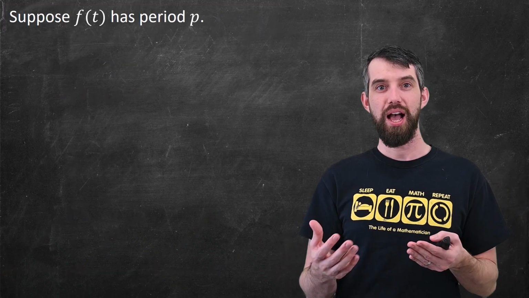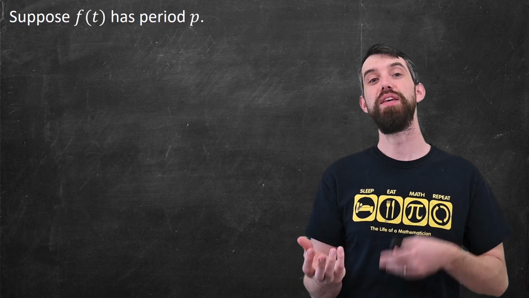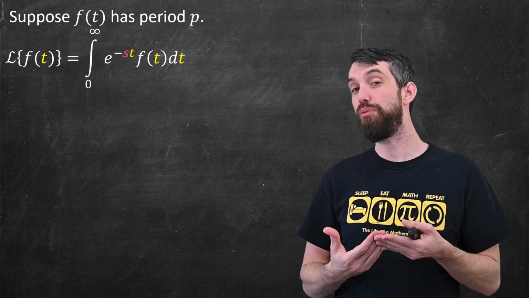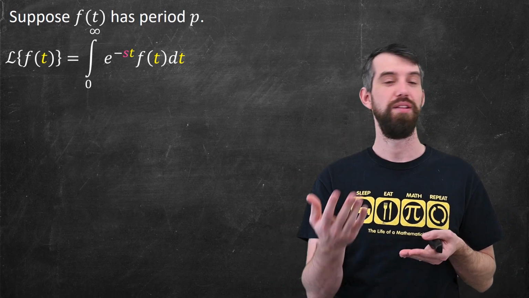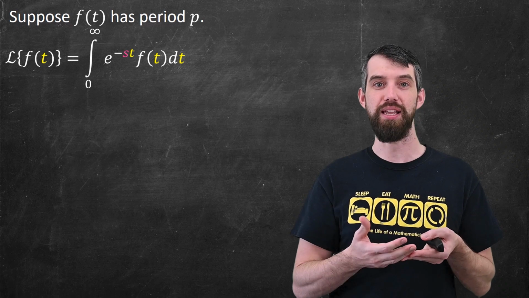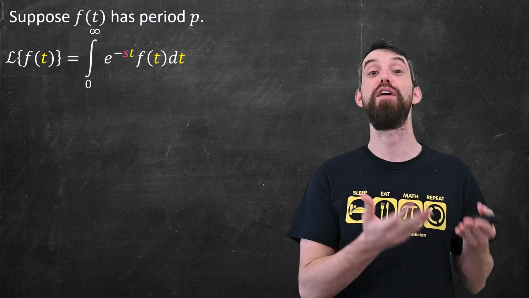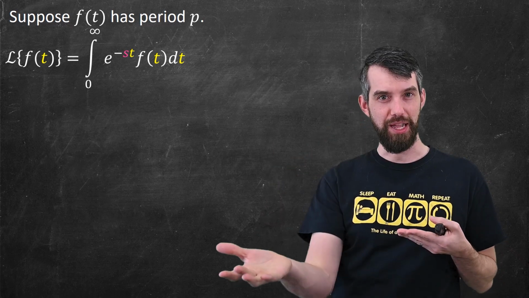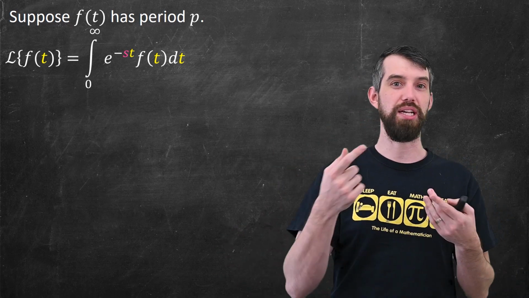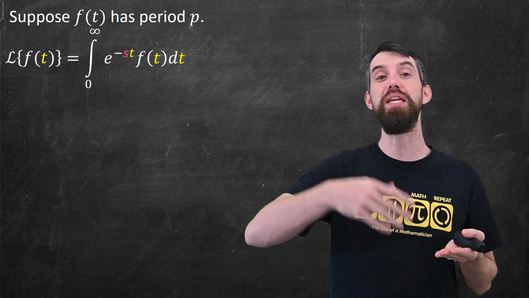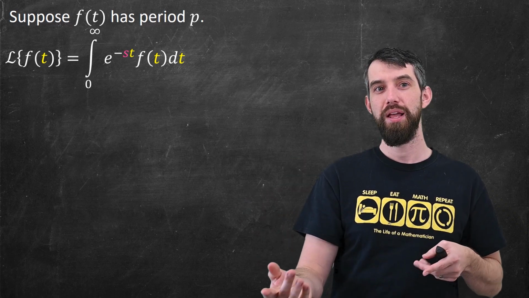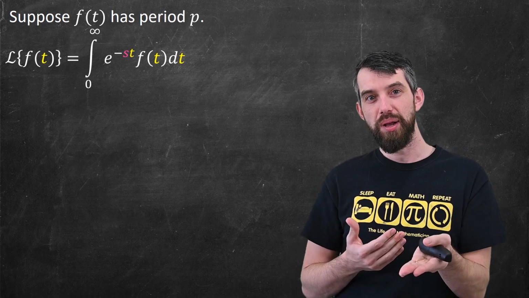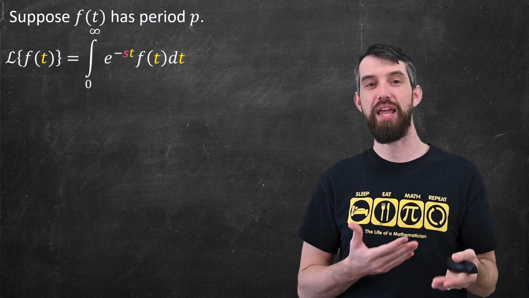Let's begin generally. I want to imagine I have some function f of t that has period p. If I want to compute its Laplace transform, well, this is an improper integral from 0 up to infinity of e to the minus st f of t dt, as we've seen before. This is just the definition of the Laplace transform. Now, the point is this. That interval from 0 up to infinity can be broken up into 0 up to p, p to 2p, 2p to 3p, and so forth. That is, this improper integral is really an infinite sum of smaller integrals, each of length p.